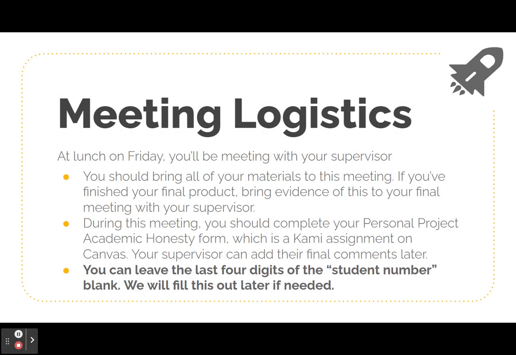At lunch on Friday, you'll be meeting with your supervisor. You should bring all of your materials to this meeting. If you've finished your final product, bring evidence of this to the final meeting with your supervisor. During this meeting, you should complete your personal project academic honesty form, which is a CAMI assignment on Canvas. Your supervisor can add their final comments later. You can leave the last 4 digits of the student number on this form blank. We'll fill this out later if needed.